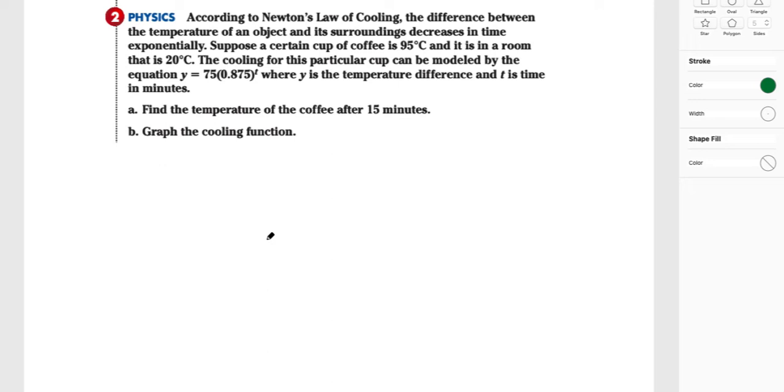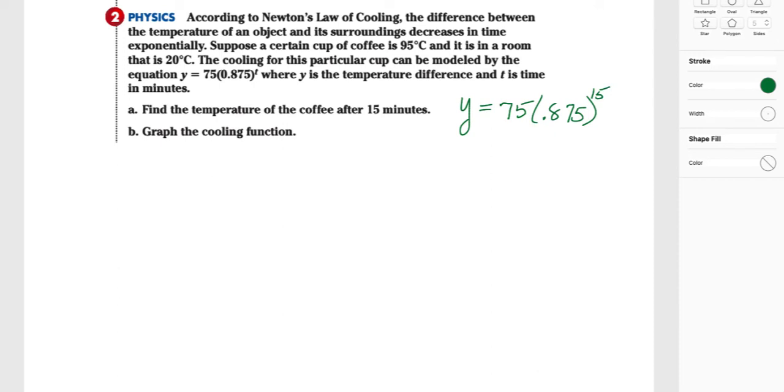The cooling for this particular cup can be modeled by the equation y is equal to 75 times 0.875 to the t power, where y is the temperature difference and t is the time in minutes. So the first thing that we're asked to do is to find the temperature of the coffee after 15 minutes. Since t is in minutes, we're going to employ a calculator most definitely, and we can simply take this formula, and for t, we're going to put 15.